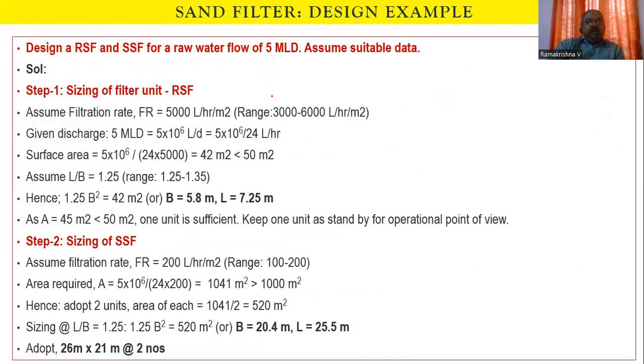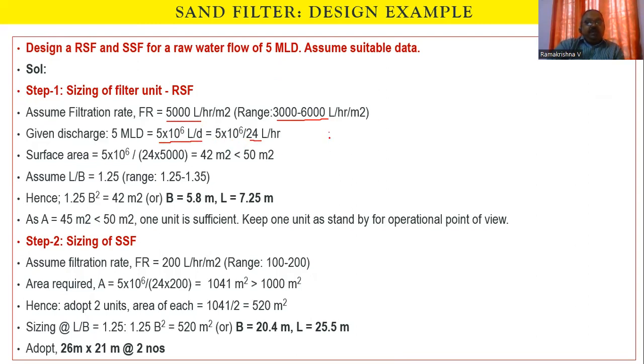Assume suitable data. The first and foremost thing is we have to assume the filtration rate: 3000 to 6000 liter per hour per meter square for a rapid sand filter. So we assume some value here, 5000 liter per hour, and the 5 MLD means 5 into 10 to the power of 6 liters per day.